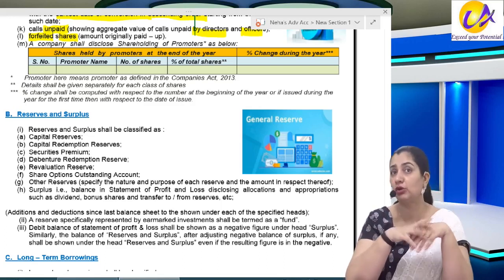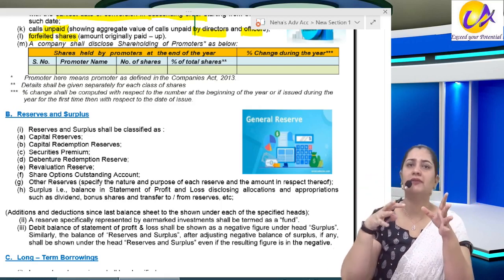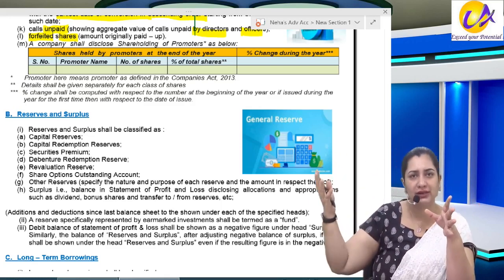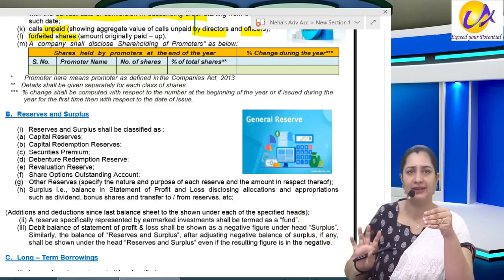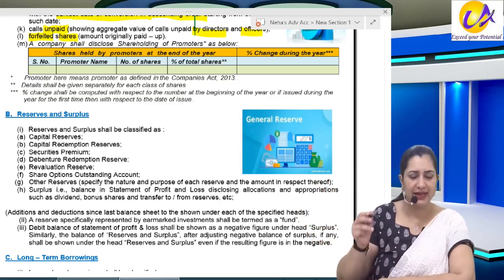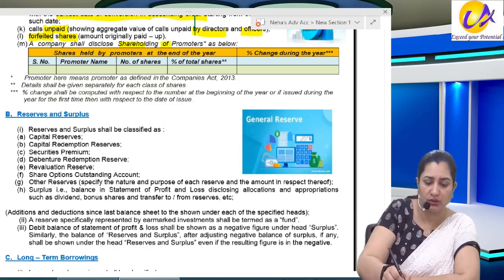All this you have learnt in CA Foundation. If you remember, well and good. If you don't remember, when we get these adjustments in problems later on, every single thing we will revise again. And lastly, you have to also disclose the shareholding of promoters.